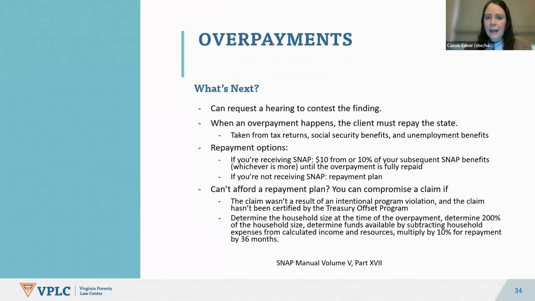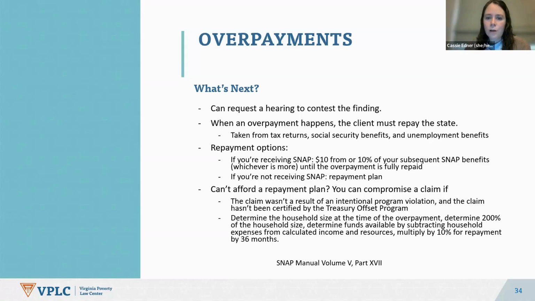I'm not going to go through claims too much, but if someone is assessed an overpayment, they can request a hearing to contest it. Individuals must repay the state. It will be taken from tax returns, Social Security benefits, unemployment benefits. They normally do get their money if there's an overpayment. If you still have SNAP, you can provide $10 or 10% of your SNAP benefits for the overpayment, whichever is more. If you're not receiving SNAP, you can do a repayment plan.